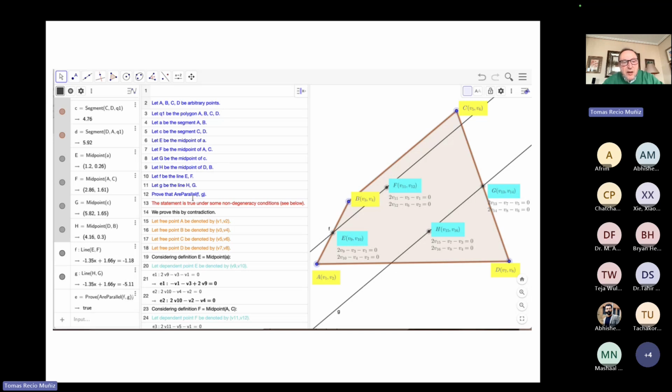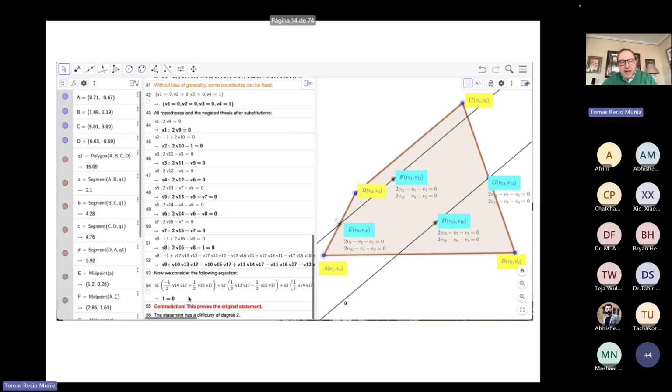So this is the beginning of the proof: given some arbitrary point, this is the polygon, and so on, then prove that they are parallel. And then it starts making the proof here, and you can see the proof, which is an algebraic, algorithmic proof about the parallelism of these two lines. And at the end of the proof, it tells you what is the difficulty of the statement. So we have a definition of difficulty. The machine, this mechanical robot, can tell you what is the difficulty of the statement. Well, this is quite an easy statement. The difficulty is of degree 2. So you can see here the difficulty level.